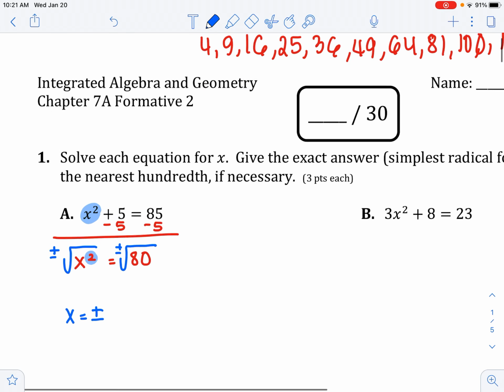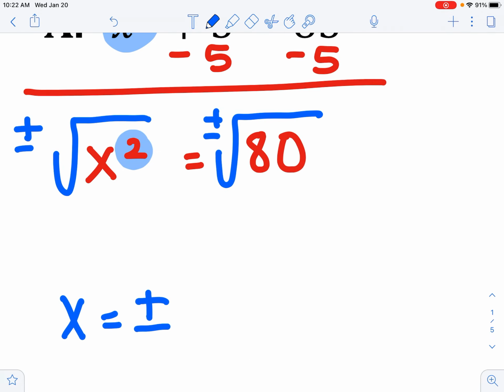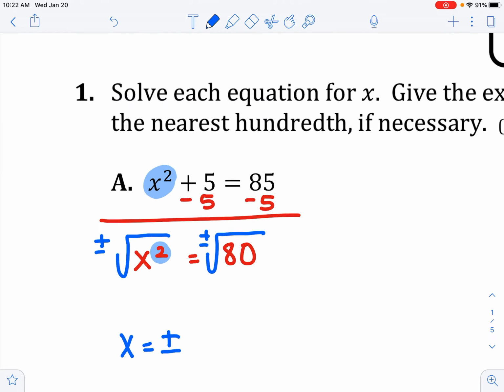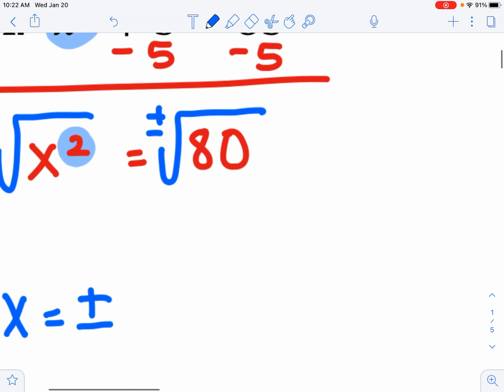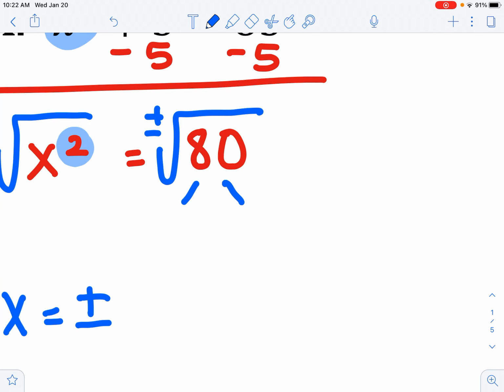So can I simplify it? What I'm going to do is try to simplify it. If any of these numbers in this list go into 80, it's simplifiable. Okay, this one is simplifiable. So I'm going to break it into 2 radicals. This one right here must be from that list. It cannot be anything else, and it has to be the highest number from that list that goes in there.